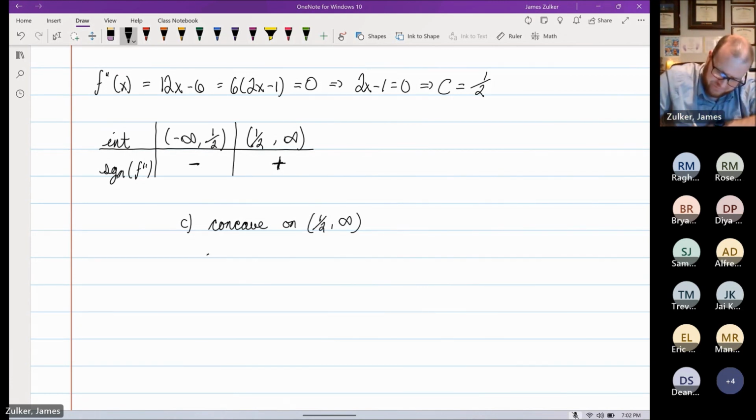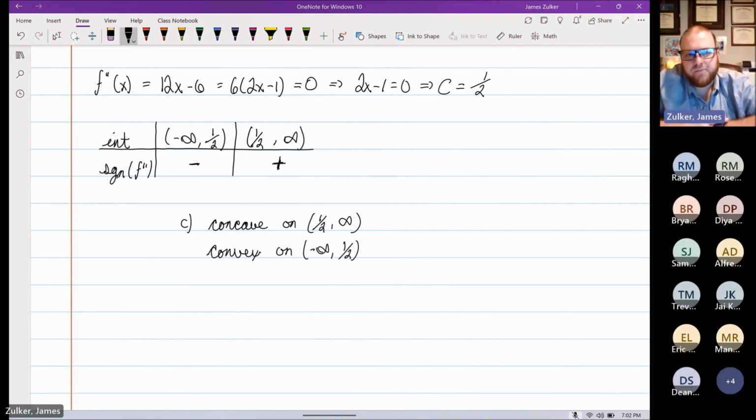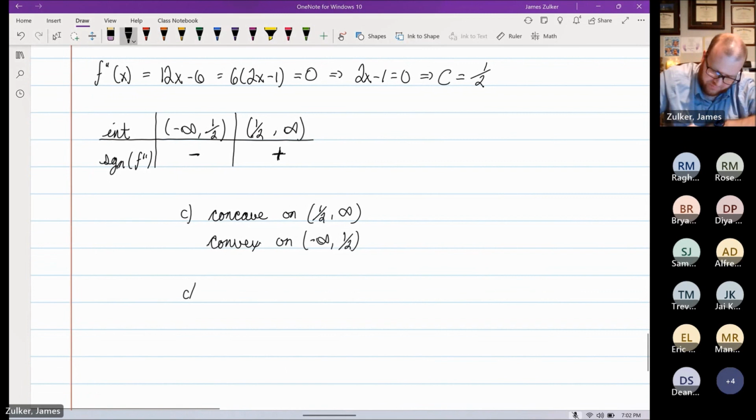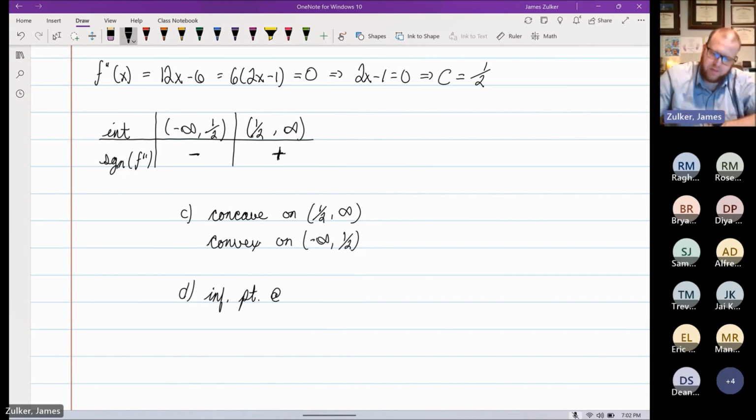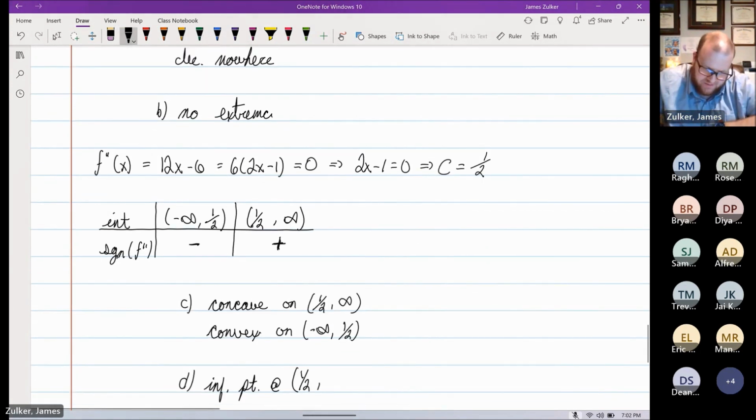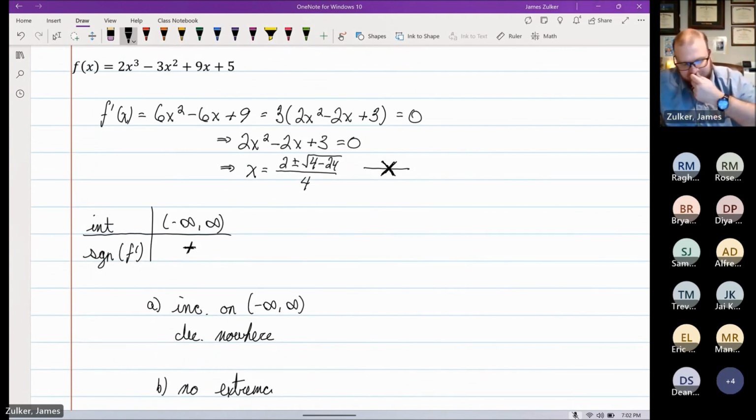Positive means concave. Negative means convex. Wherever it switches sign, we have an inflection point. Switches sign at a half. So plug a half back into f. I got 9.